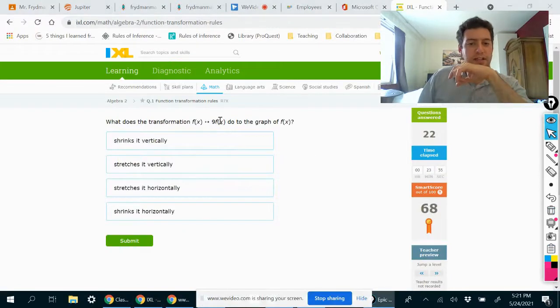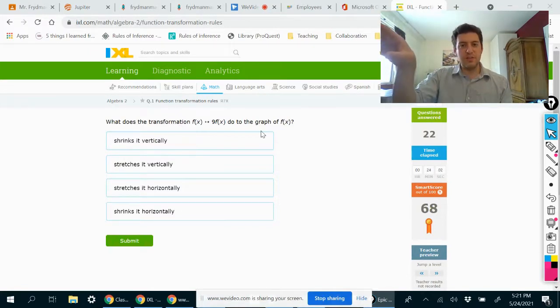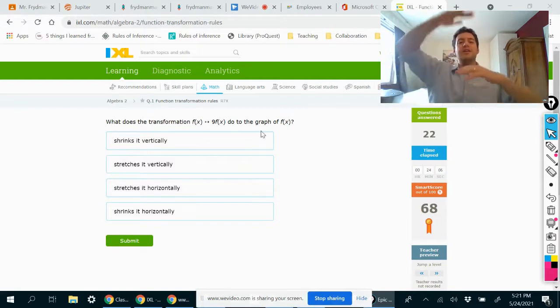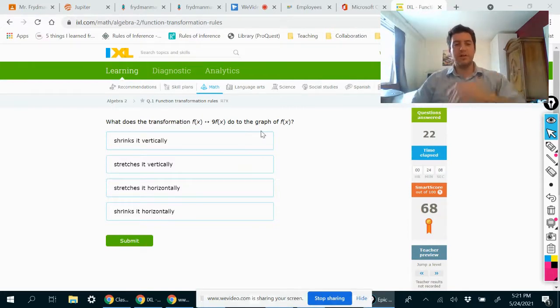All right, here, 9 times f of x. Okay, so all those x values are going straight into the function machine, but then everything is getting multiplied by 9. So that would make it 9 times taller and 9 times lower. So it's going to stretch it vertically.